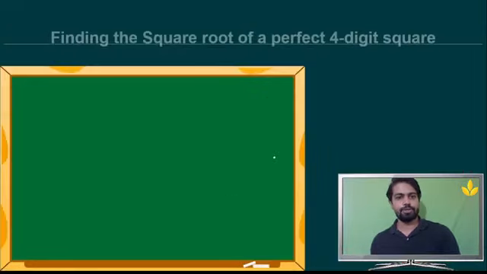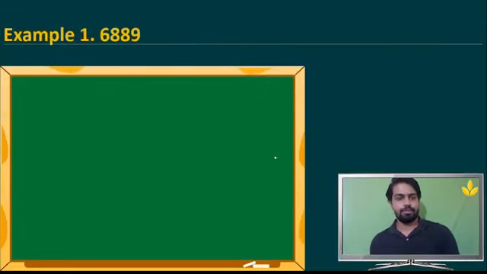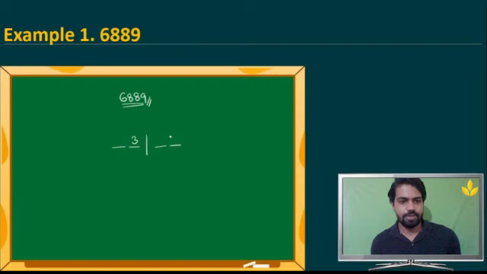Let's see how we are going to use this in our examples. Take 6889. It is ending with 9, and its square root is again a 2-digit number, so it will end with either 3 or 7. When coming to the range, it is between 6400 and 8100, that is between 80 square and 90 square. So my answer will be either 83 or 87. Again, the middle number we have is 85 square.